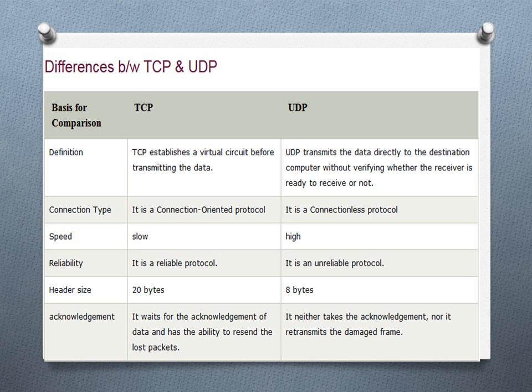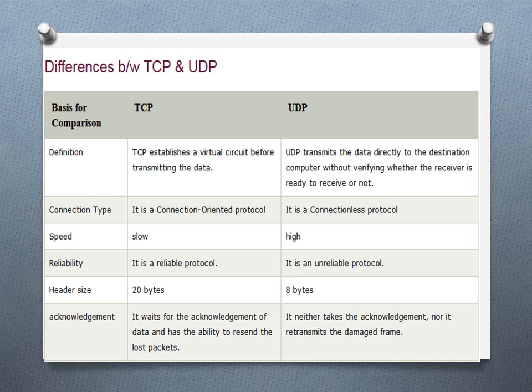At the last, let us see the differences between the TCP and UDP protocols. According to the definition, TCP establishes a virtual circuit before transmitting the data, whereas UDP transmits the data directly to the destination computer without verifying whether the receiver is ready to receive or not. According to the connection type, TCP is a connection-oriented protocol, whereas UDP is a connectionless protocol. According to the speed, TCP has low speed, whereas UDP has high speed. TCP is a reliable protocol, whereas UDP is an unreliable protocol.